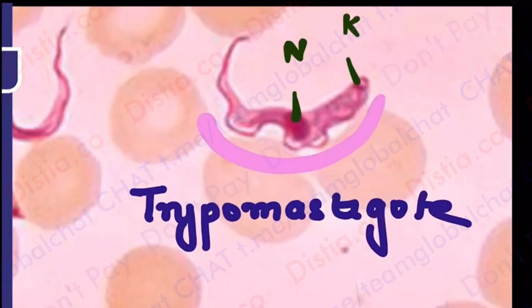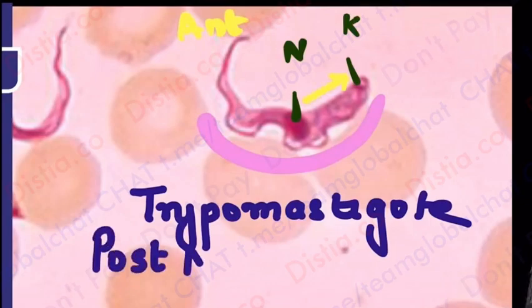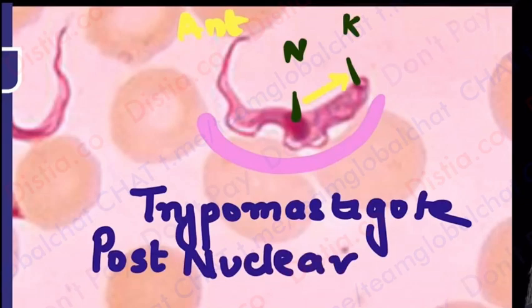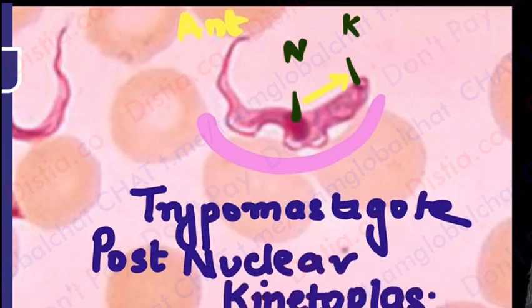How did I identify this as the kinetoplast? Because the flagella is arising from here and going out from this end. So the flagella going out from this end makes it the anterior end. And where is the kinetoplast? Behind the nucleus. And that is what I had told you, that the only place where the kinetoplast is behind the nucleus is going to be a trypomastigote. So the post-nuclear kinetoplast is what you need to know over here.